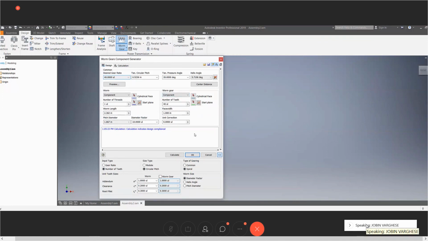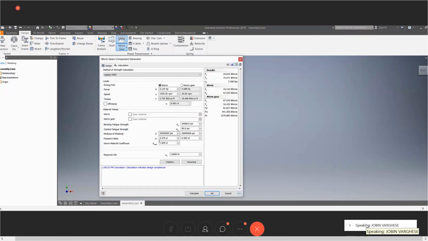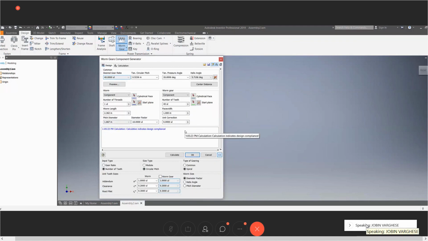Remember that the exact calculation we have already done may not be obtained from here, because this considers a practical way of doing these things. We are calculating addendum, clearance, root fillets, and as you said, lubrication if required. All things are calculated, materials, Poisson's ratio, worm material coefficient, and finally we are designing this exact gear. So if you're interested, we can go to Autodesk Inventor, which is an educational package that always assists education.